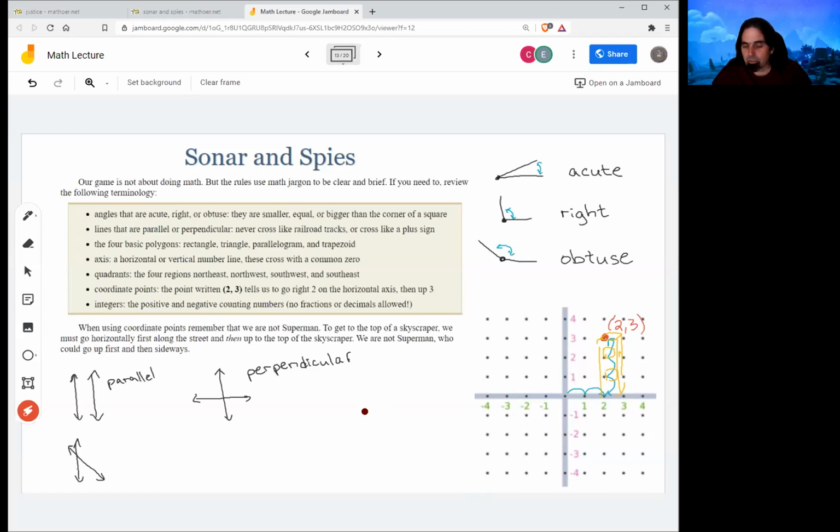And then lastly, the fancy name for the counting numbers, 1, 2, 3, 4, no decimals, no fractions allowed, but negatives are okay. That's called the integers. Questions about the jargon? No.